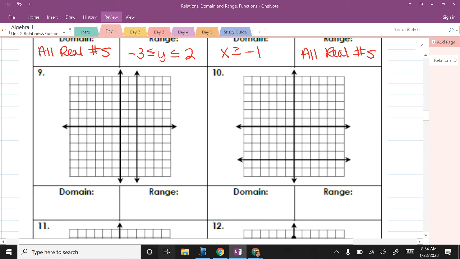You don't see that vertical line? Trace over it if you can't see it on your paper. Number 9 is the vertical line right here. It crosses the x-axis at 2.